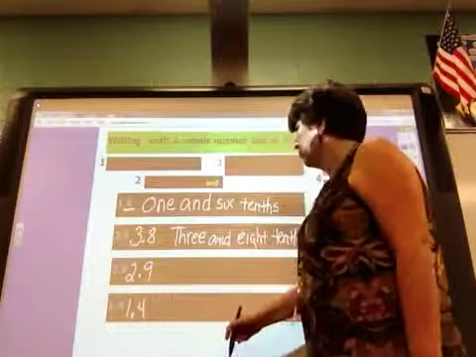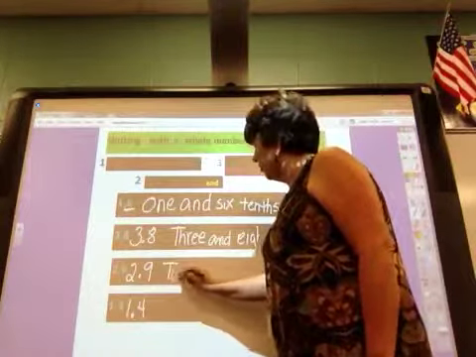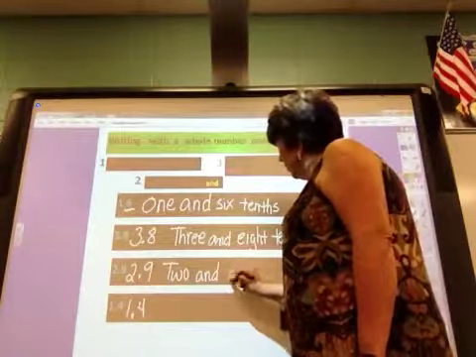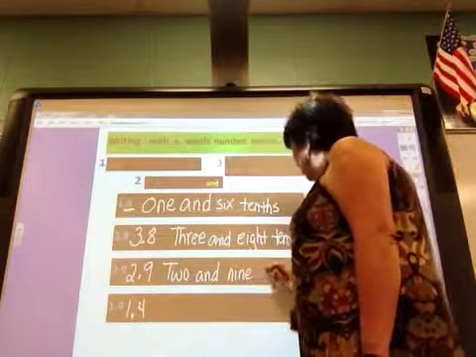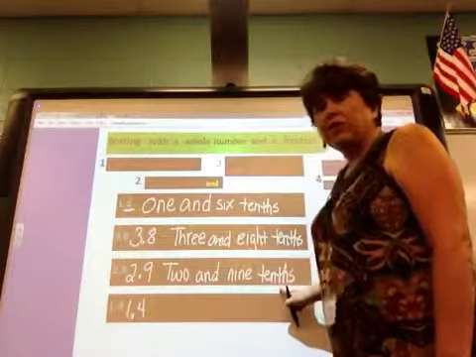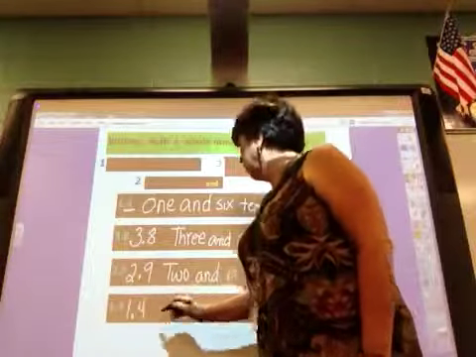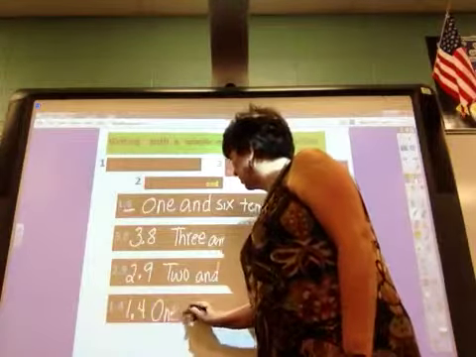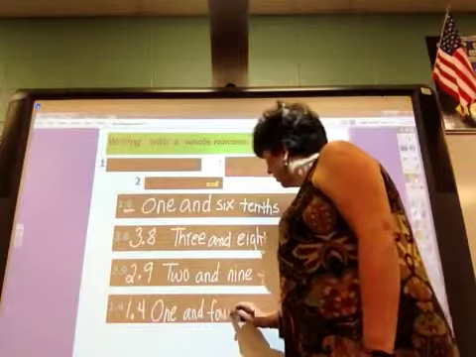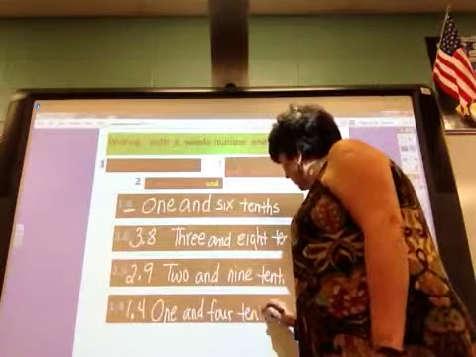That's your tenths. So the whole number here is 2 and 9 tenths. Make sure you're saying and writing the TH sound here. And this would be 1 and 4 tenths.